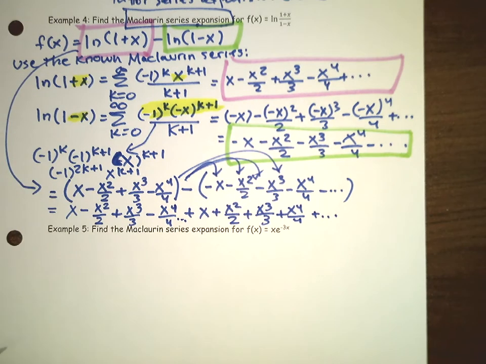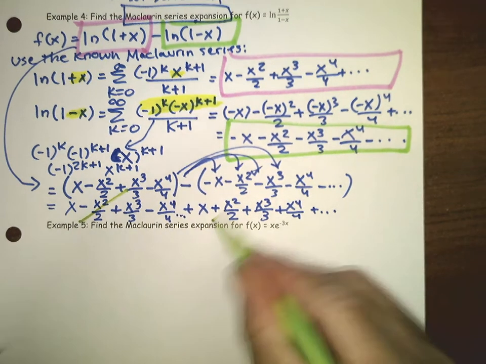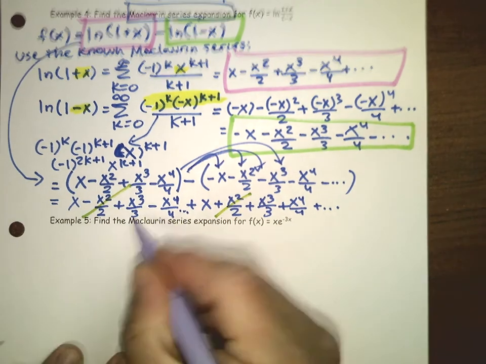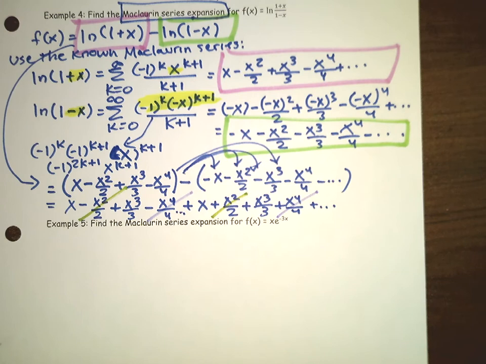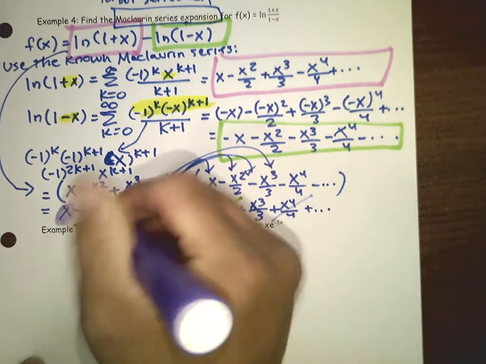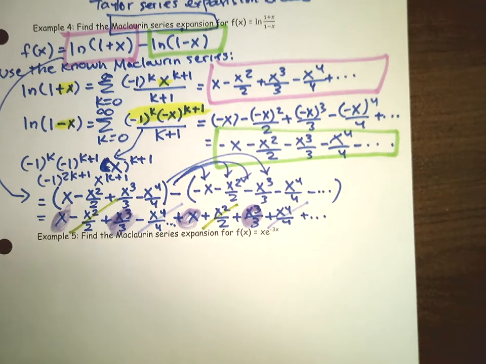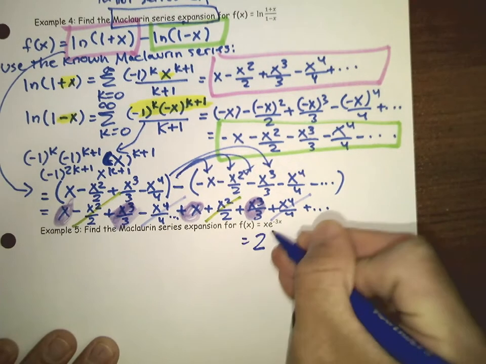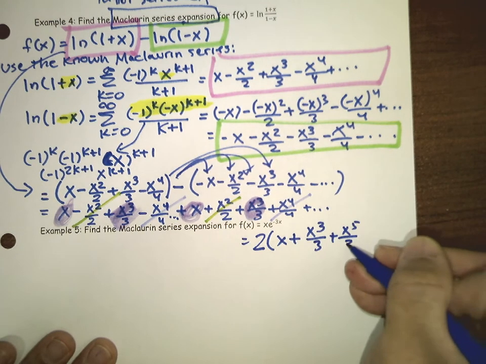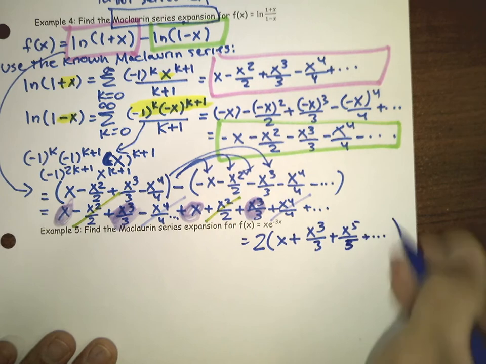So do any of the terms actually zero out here? Well, the x squared over 2 zeros out, and then the x to the fourth over 4 zeros out. So all of the even power terms zero out, but if you look carefully, the odd power terms are all going to be doubled. So we have two of all of them. So what we have is 2 times x plus x to the third over 3 plus x to the fifth over 5, and so on, right?